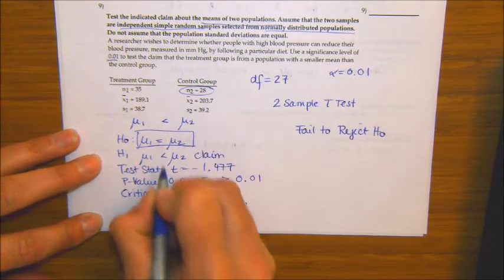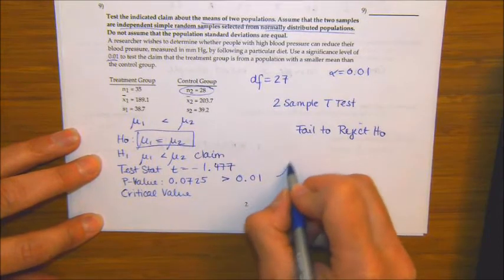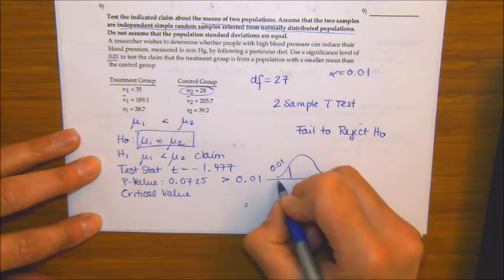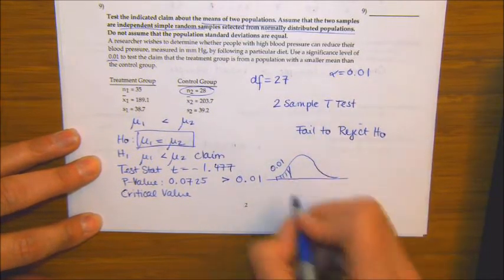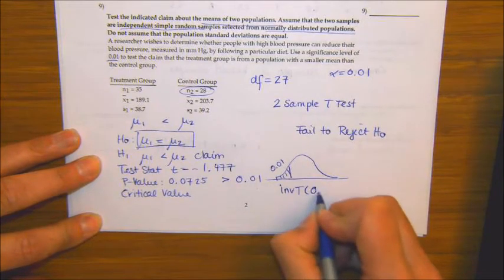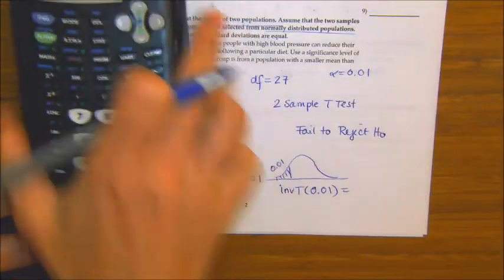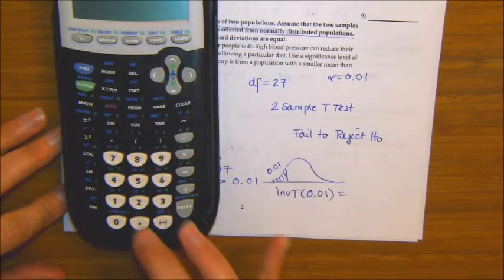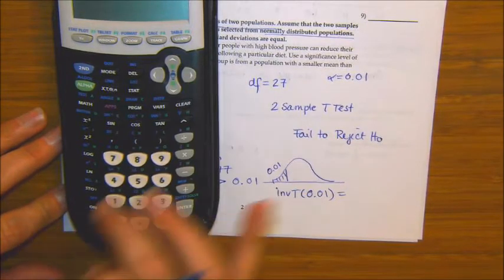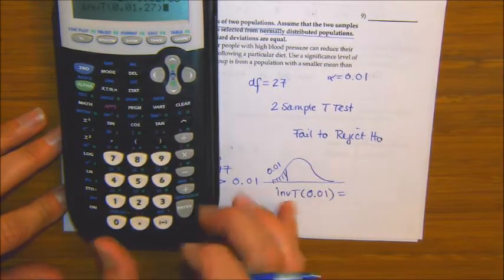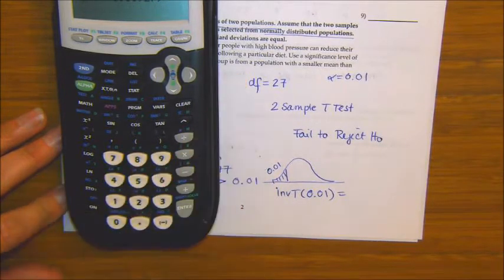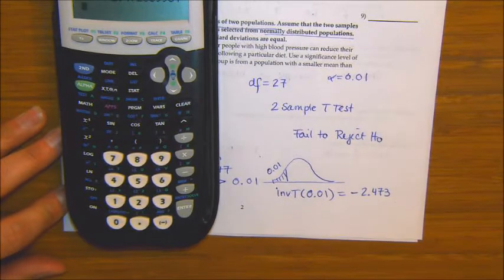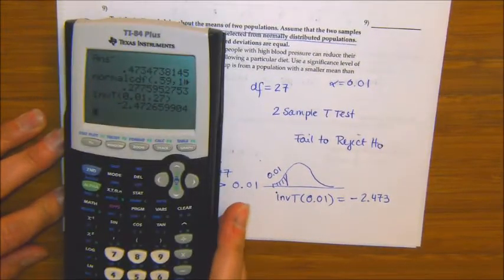Since it's a left tail test, that means we have just one critical value. In order to find it, we put our alpha into the left tail. And then since it's a t-test, we're going to use the inverse t to find the critical value. So inverse t, second vars, inverse t of 0.01. We use the 27 as degrees of freedom. And over here, we end up with a critical value of negative 2.473, rounded to 3 decimals.